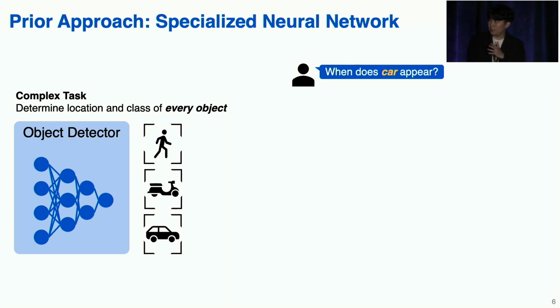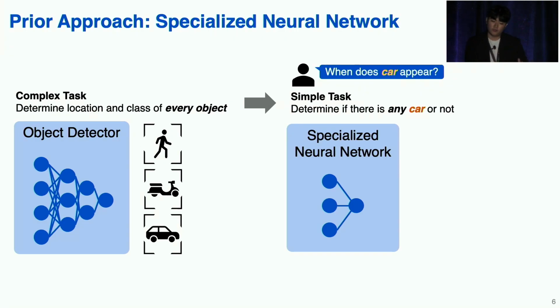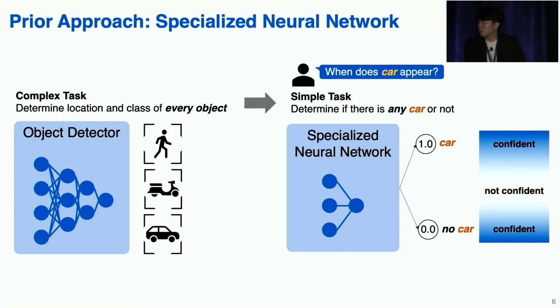So in this example, the user is interested in finding cars. So instead of using this large model that finds all kinds of objects, even the ones that the user's not interested in, they train a specialized neural network that's specifically trained to determine if there are any cars in the frame or not. So this model has only one value, and if the value is 1, it means there is a car in the frame, and if the value is 0, it means there's no car in the frame. The values between 1 and 0 can be interpreted as how confident the model is.